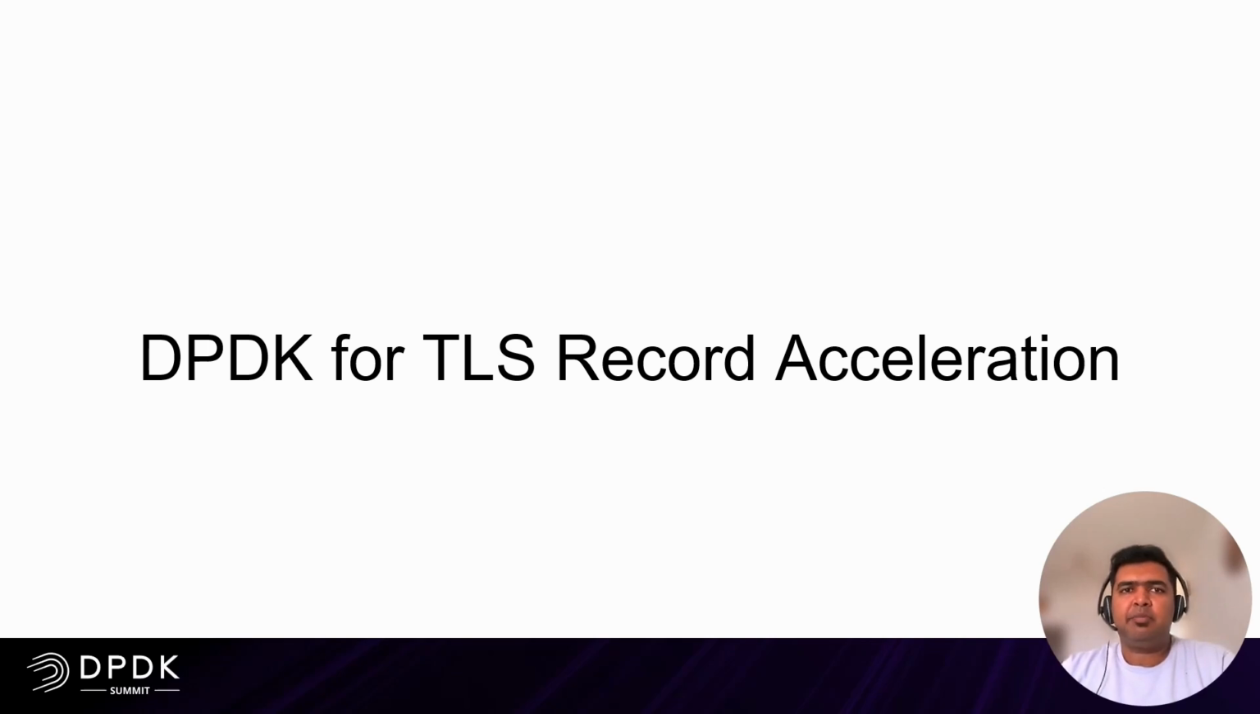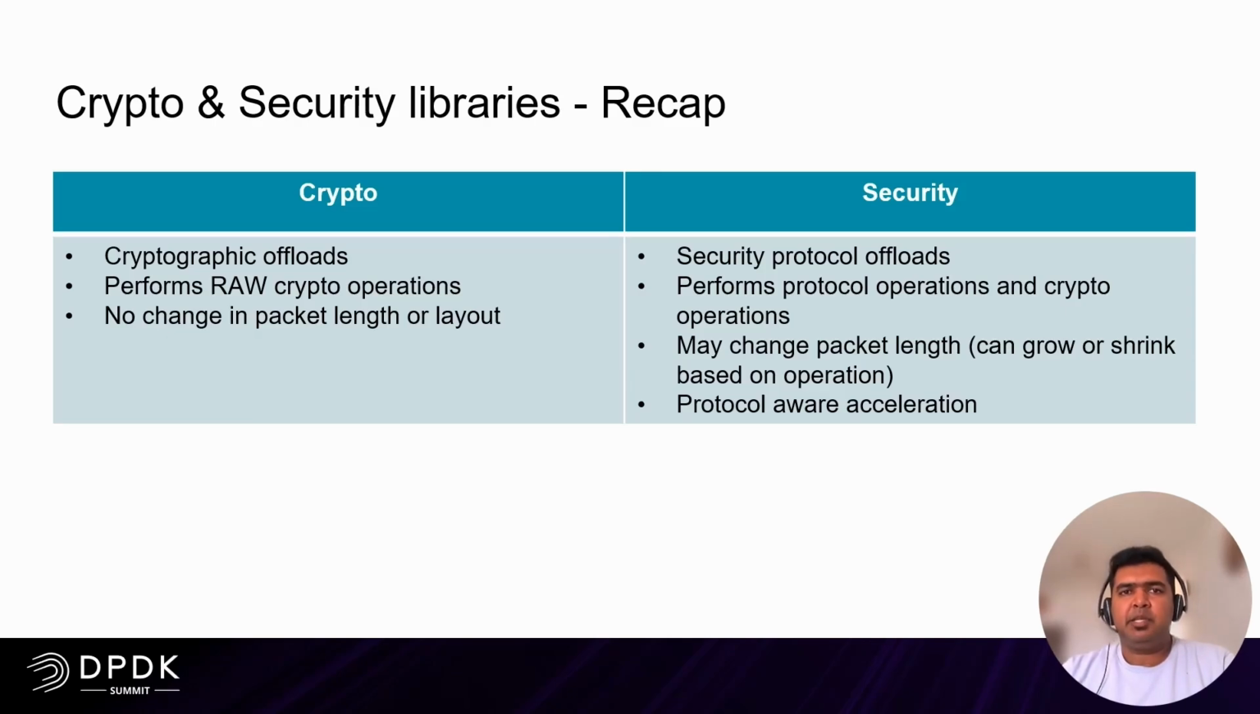So how can DPDK help in accelerating TLS record operations? There are two libraries in DPDK which help in performing parts of TLS record. One is the rte_cryptodev library, which enables cryptographic offloads on a crypto device, and the other is the rte_security library, which enables security protocol offloads. rte_cryptodev is designed to perform raw cryptographic operations such as ciphering and authentication. Since it performs only crypto operations, it is not expected that the packet layout or the length would change following a crypto operation.